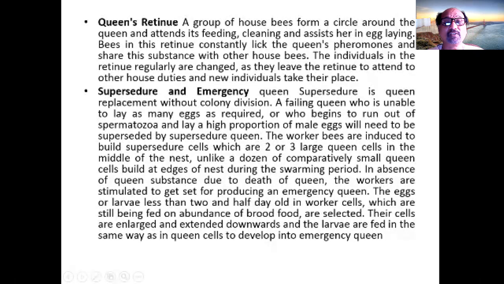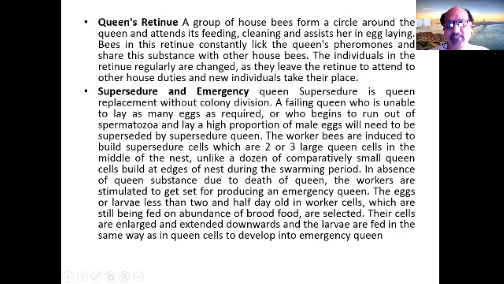Then the queen's routine. A group of house bees form a circle around the queen and attend to her. The queen is always attended by workers that clean her and assist her in egg laying. In this routine, they constantly lick the queen's pheromones and share the substance with other bees. By licking the queen, the pheromone is spread from one worker bee to another. The individuals in the routine are regularly changed as they leave to attend other house duties and new individuals take their place.